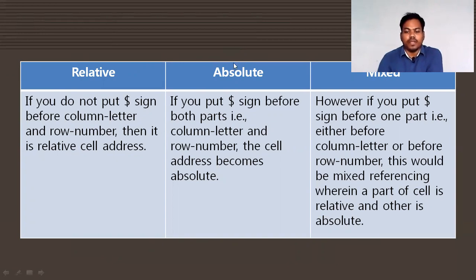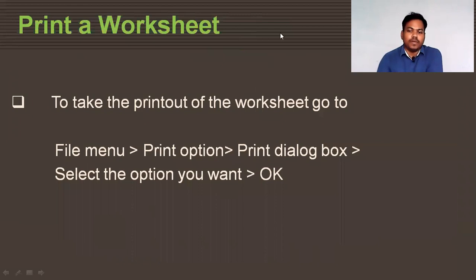Now next, printing a worksheet. After completion of the document, you want to take a printout of that document or worksheet. What do you do? In the same way as with a document created in word processing software, you go to the File tab, and from there you go to the print option, where you can set the printer, number of copies and everything, and then you take the printout.